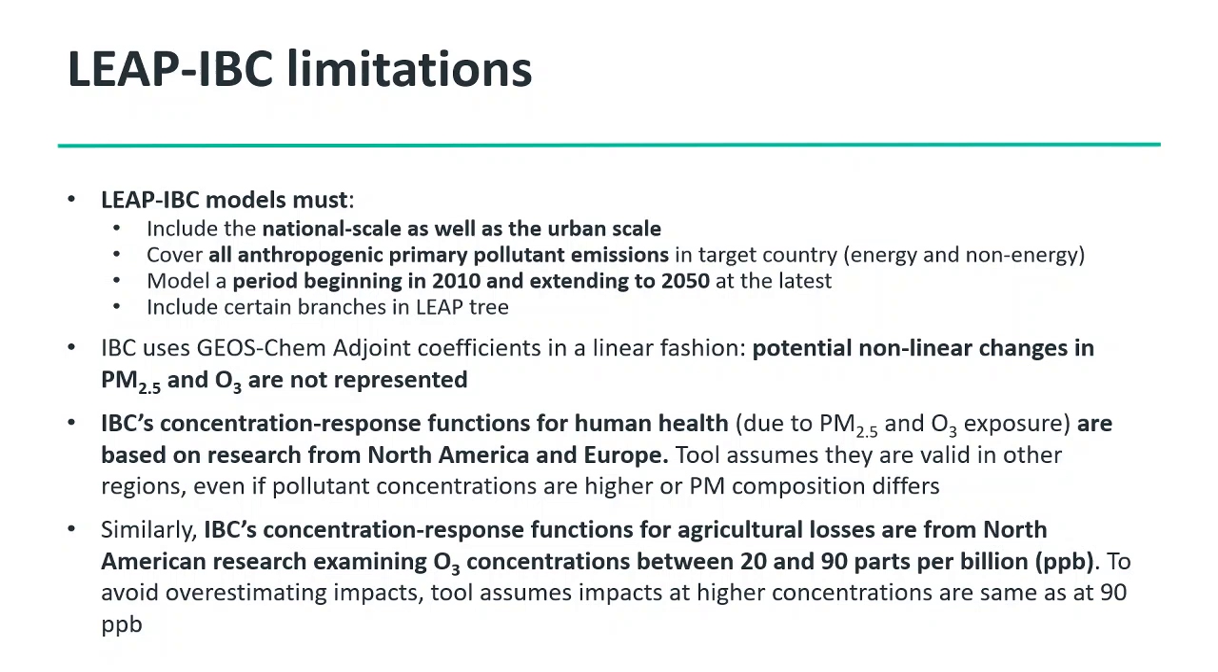And the way in which the GEOS-Chem adjoint model represents the transport and chemical reaction of pollutants in the atmosphere is linear. So for a change in emissions, there is a linear response in terms of the change in concentration. So non-linear atmospheric processes, non-linear atmospheric chemistry, is not represented within this modeling framework.